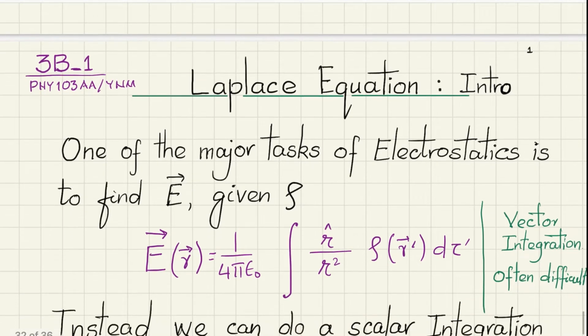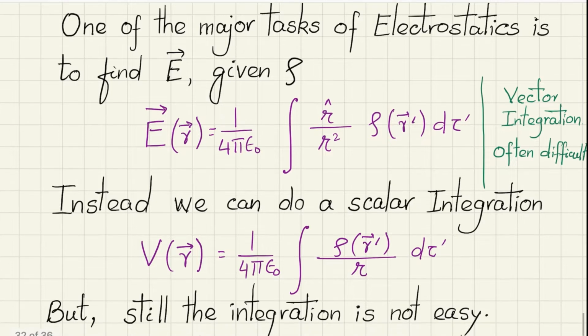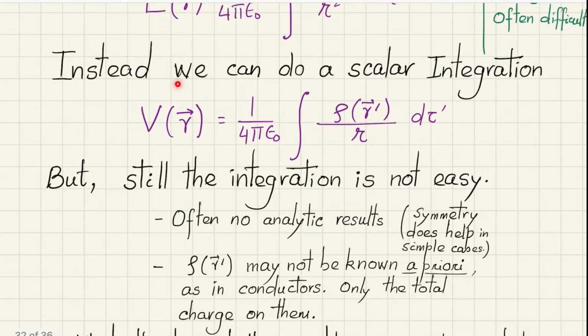So we can do better than that. We now know that instead we can do a scalar integration, and instead of the electric field we can first find the potential at a position, and that does not involve the vector integration, it is a scalar integration, and so it is easier to do. However, still the integration may not be easy. Sometimes there is no analytical result possible. Of course, symmetry does help in simple cases, and that is what we are doing as problems or home assignments.